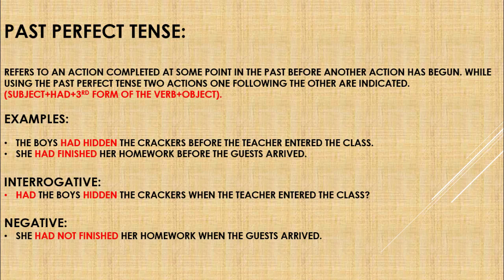In the interrogative sentence, we start it with the auxiliary verb had. Had the boys hidden the crackers when the teacher entered the class? In the negative sentence, we use not after the auxiliary verb and before the verb. As you can see in the example, she had not finished her homework when the guests arrived.